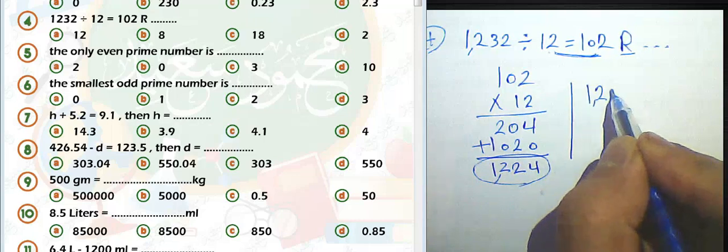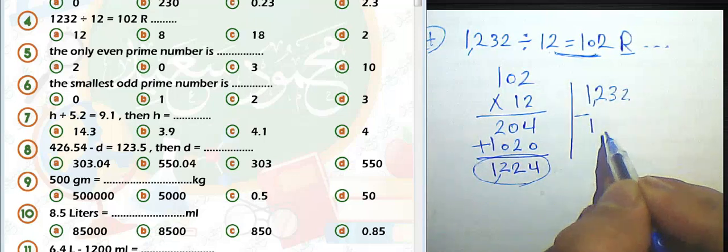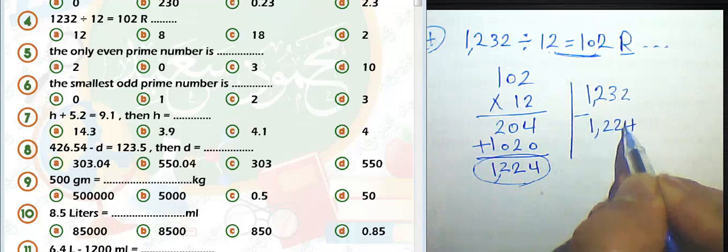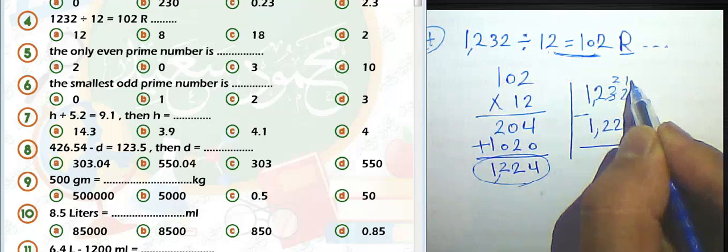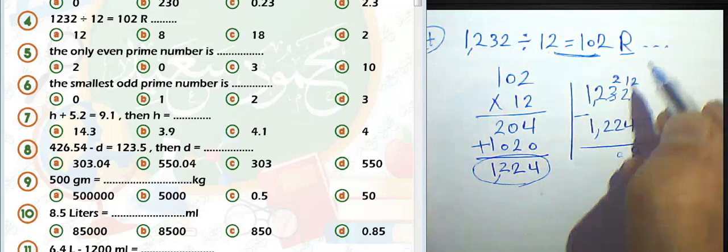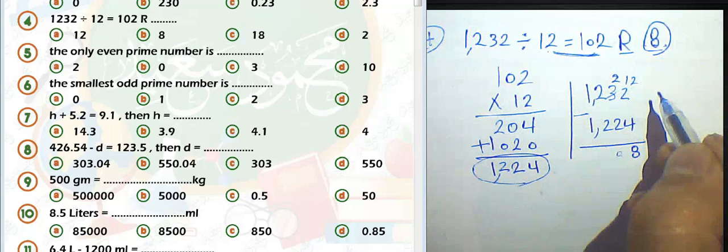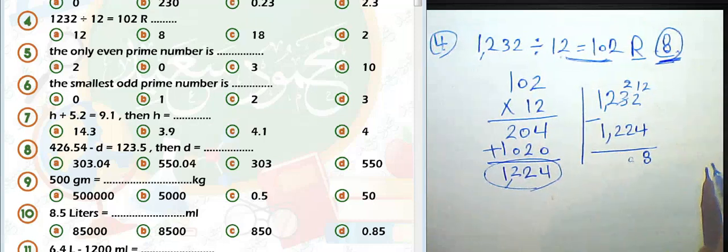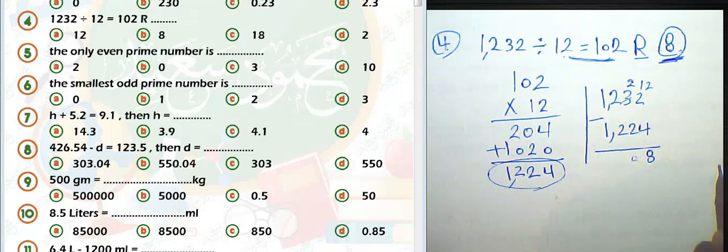Write 1232 subtracted by 1224. 12 minus 4 equals 8, 2 minus 2 equals 0, 0, 0. So the remainder here will be 8. About question number 4, we must choose letter B, 8. It's the remainder.